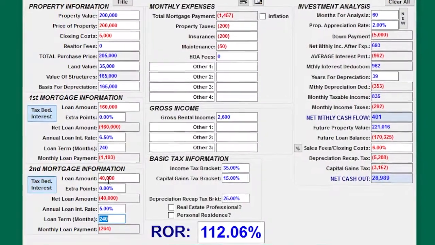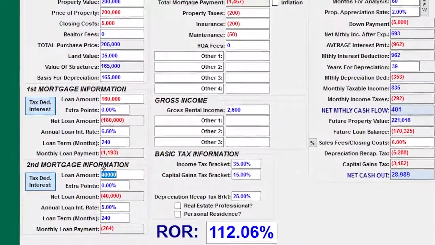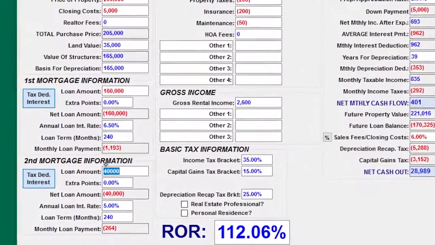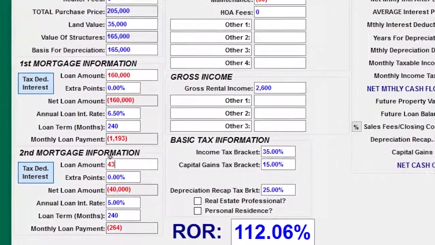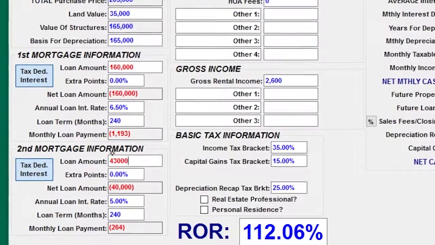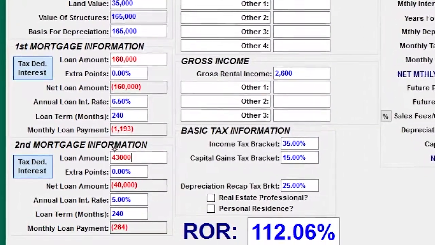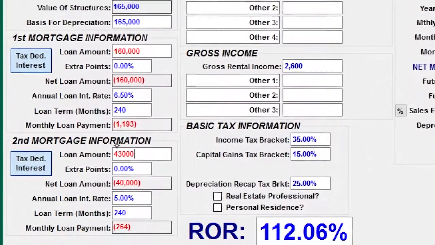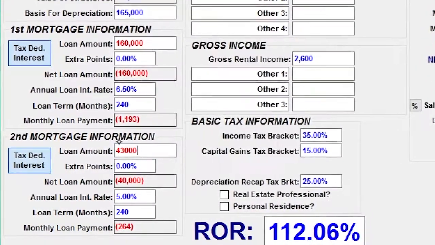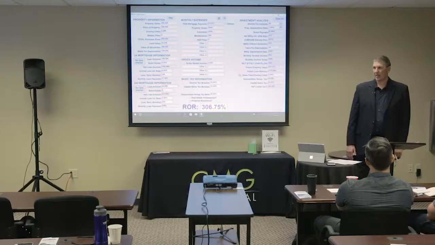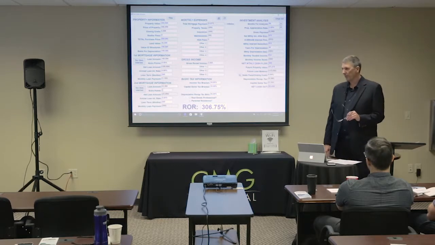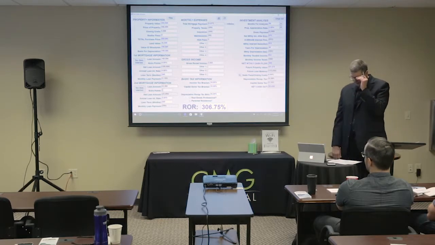Now, if you really want me to blow your mind, I'll take this loan amount and raise it up to $44,000, or let's say $43,000. Let's say you did $43,000 instead of $40,000, and you can see that you're just using more OPM. And I just raised the rate of return up to 306.75%. And the payment's still lower than it was, because this is at 5%.